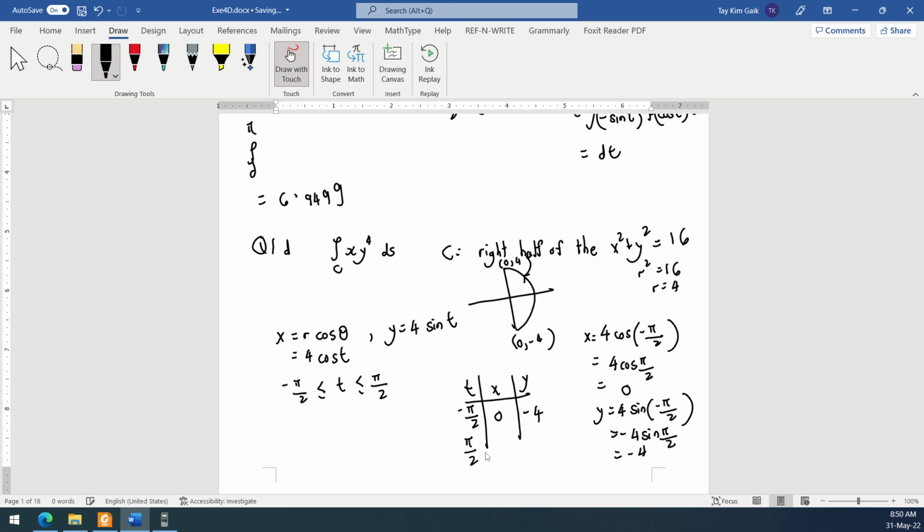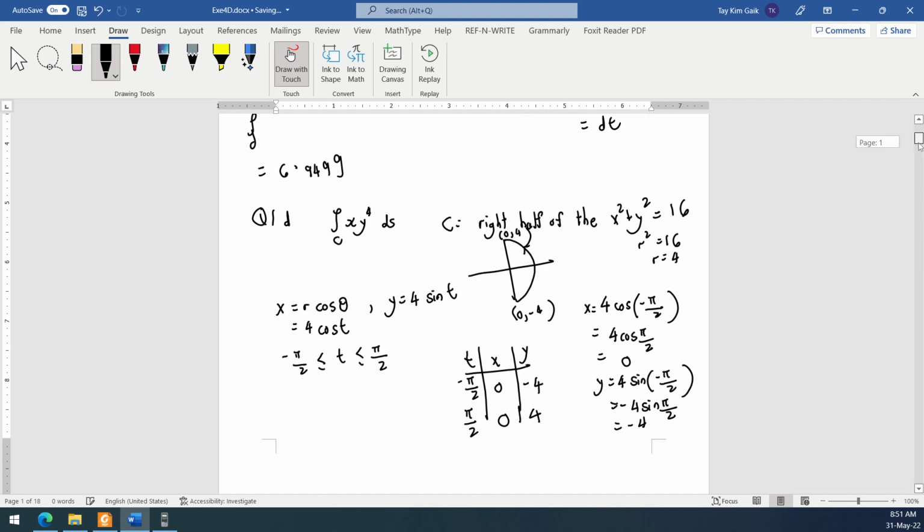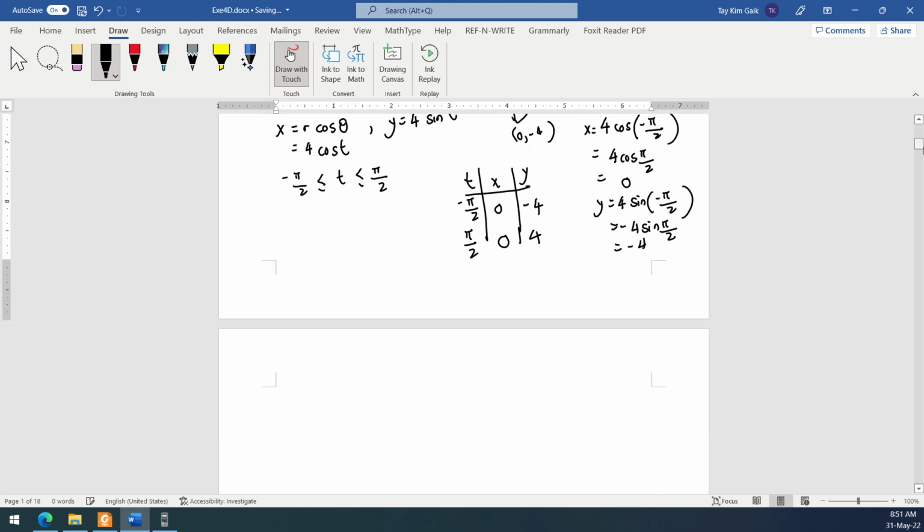When t is pi over 2, cos pi over 2 is 0, so you still get x is 0. Sin pi over 2 is positive, so this is 0, 4. So the direction is anti-clockwise. Now, x is 4 cos t, so dx dt is negative 4 sin t. Then y is 4 sin t.